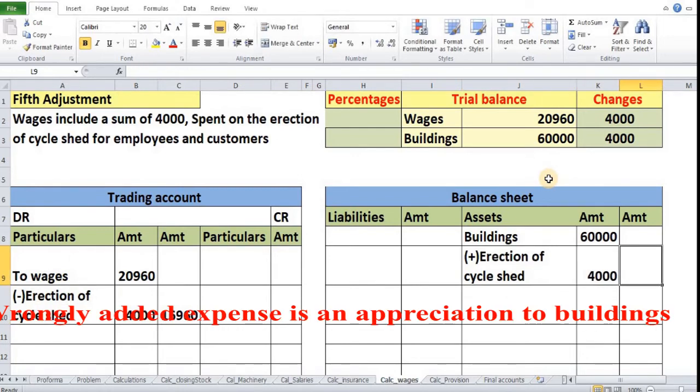Then add 4,000 to 60,000, that comes to 64,000. Now we will mention the 64,000 in the outer column.